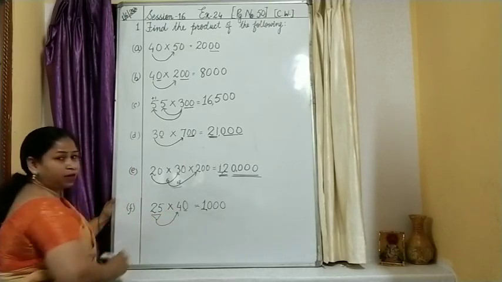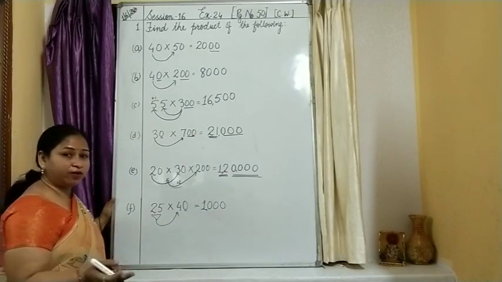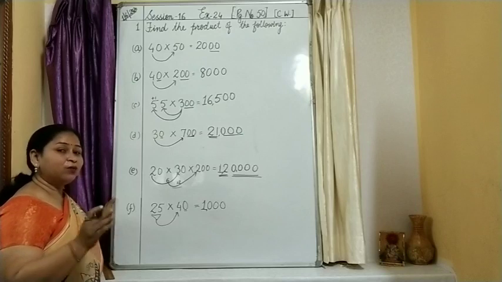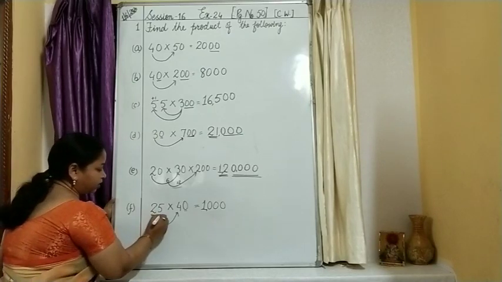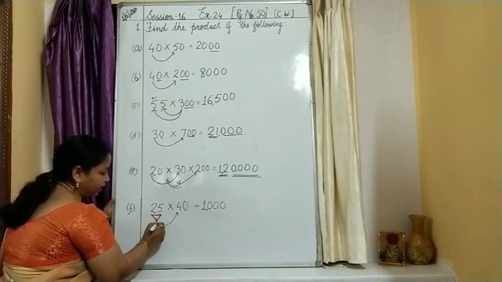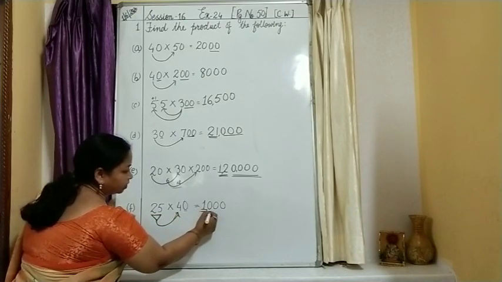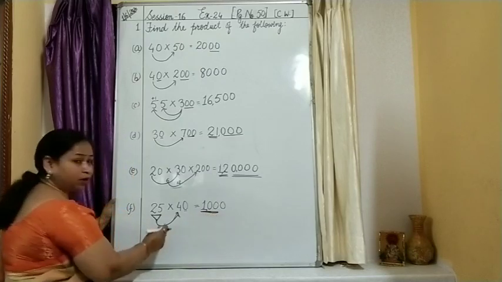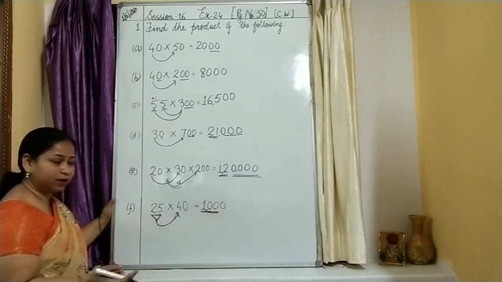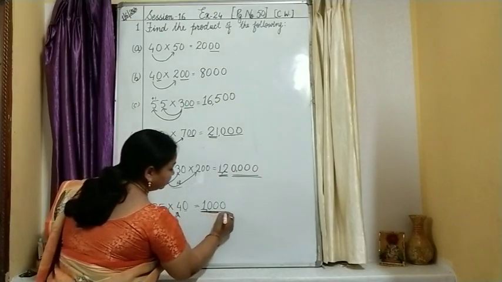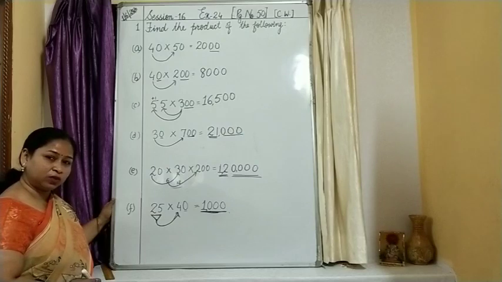Look at the last question of question number 1. 25 multiplied by 40. Children, it's very easy to multiply 25 into 4. You know that, isn't it? 25 multiplied by 4 is 100. So what I have done, I have taken this 25 all together and multiplied it by 4. So it is 100. What about this 0? We are going to place it at the right side. So the answer is 1000. Isn't it very easy?